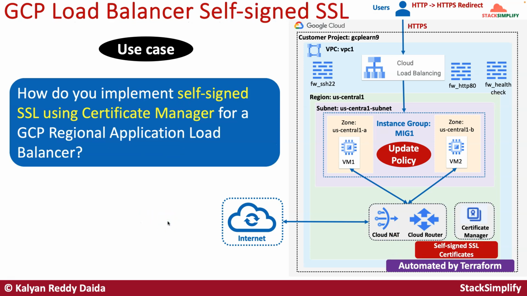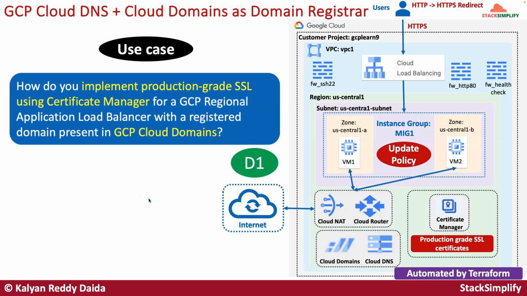So from there we'll move on to implementing SSL for our application, meaning for our load balancer. How do you implement self-signed SSL using Certificate Manager for a regional application load balancer? We'll use the latest and greatest, which is Certificate Manager, and using that we will implement the self-signed SSL. Once that is done, we will move on to implement a production grade SSL certificate.